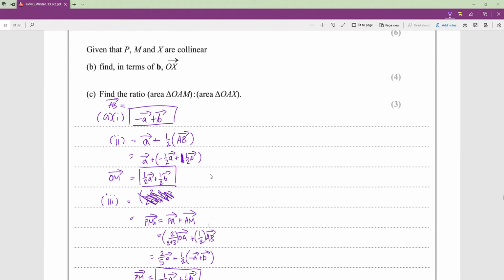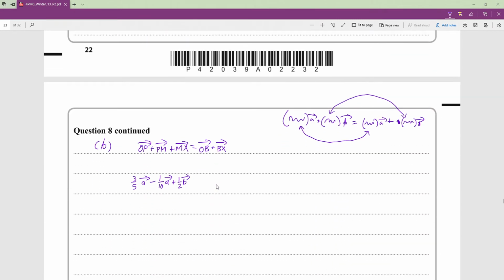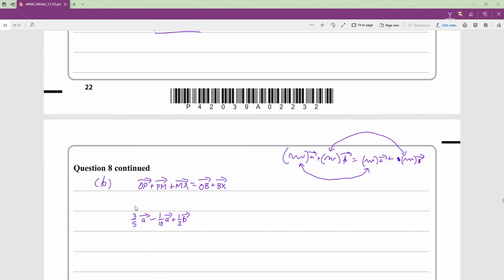And now MX, we have labeled it mu PM, but we need to make clear to the examiner that's what we're doing, so let MX equal mu PM because of collinearity. Then we get this same vector again, but multiplied by mu.